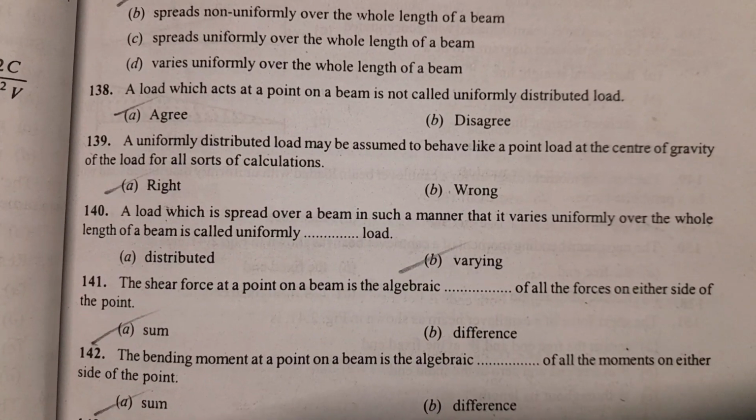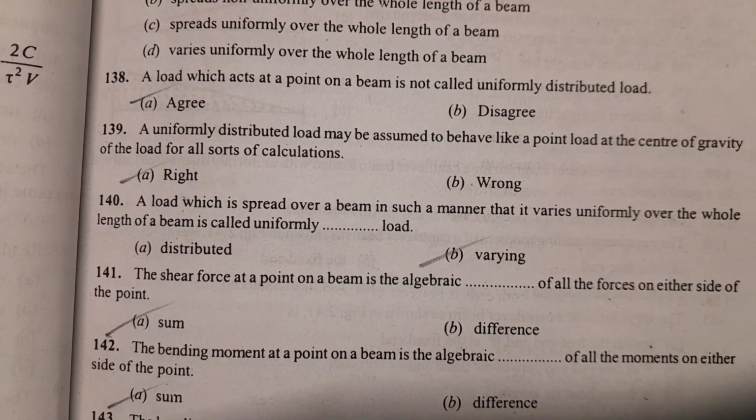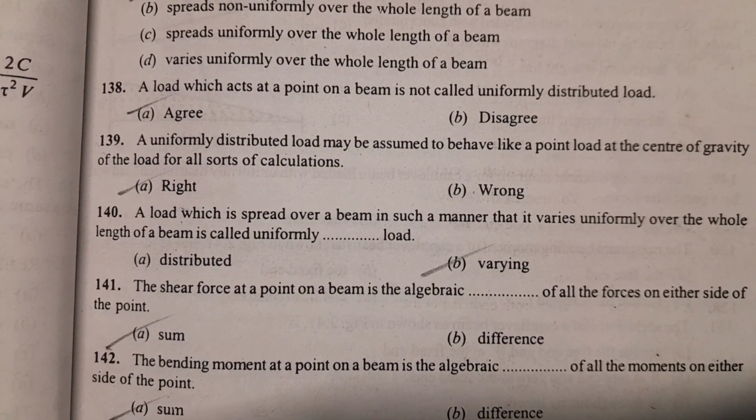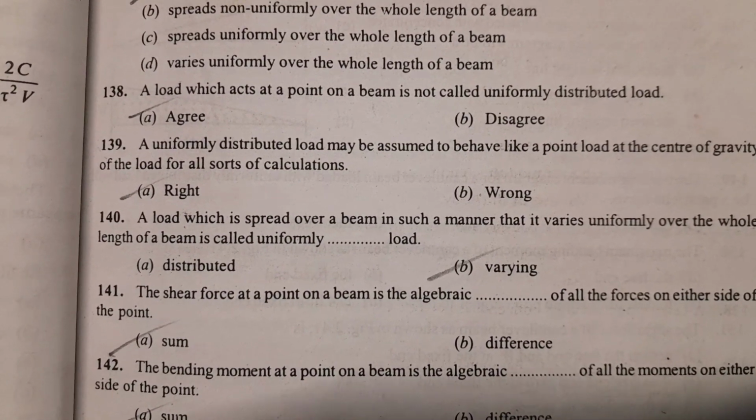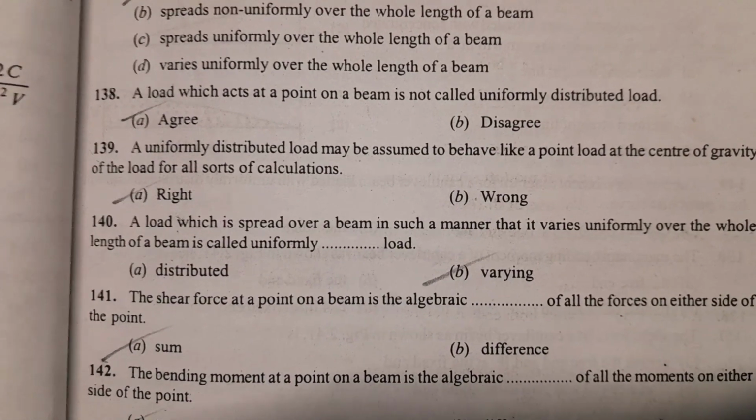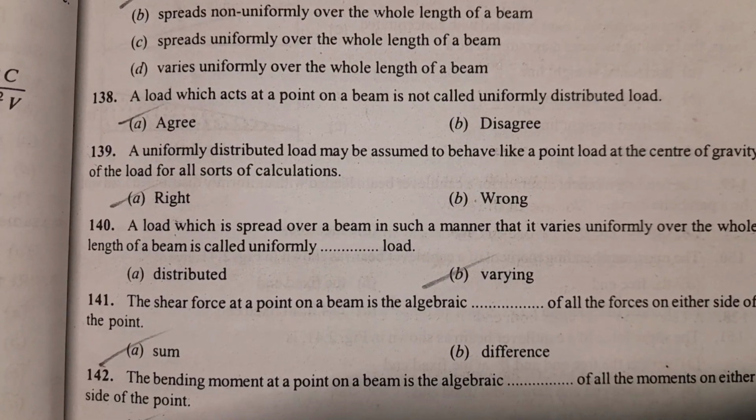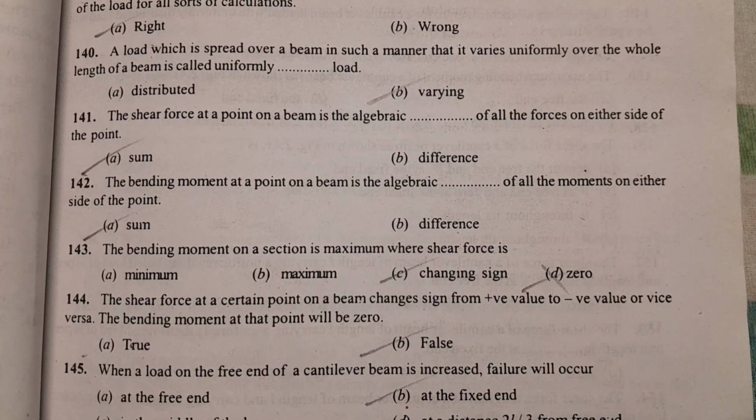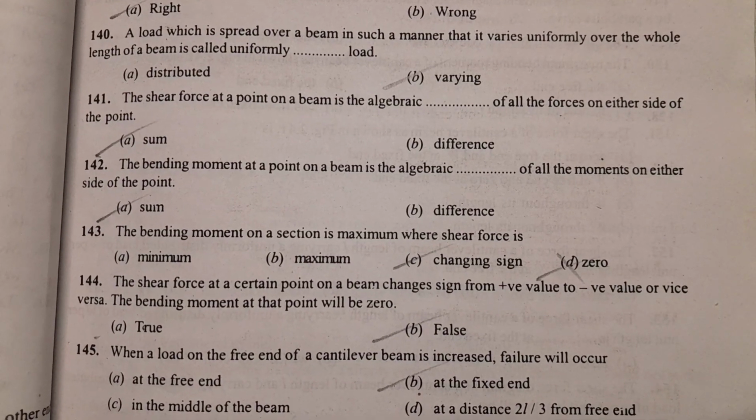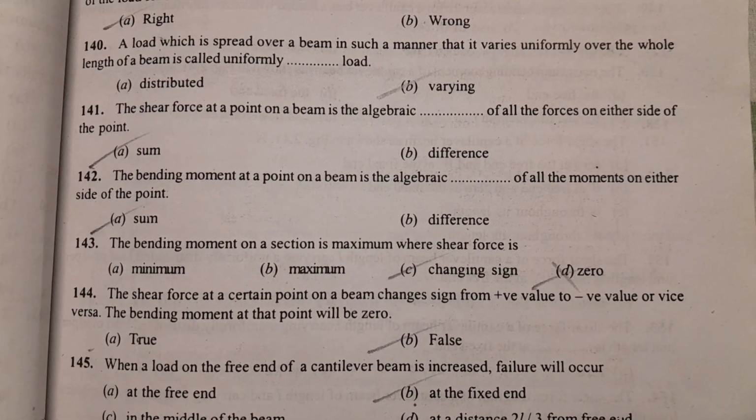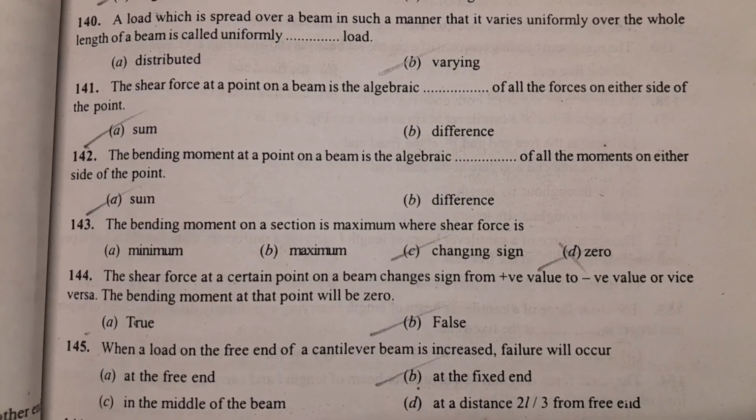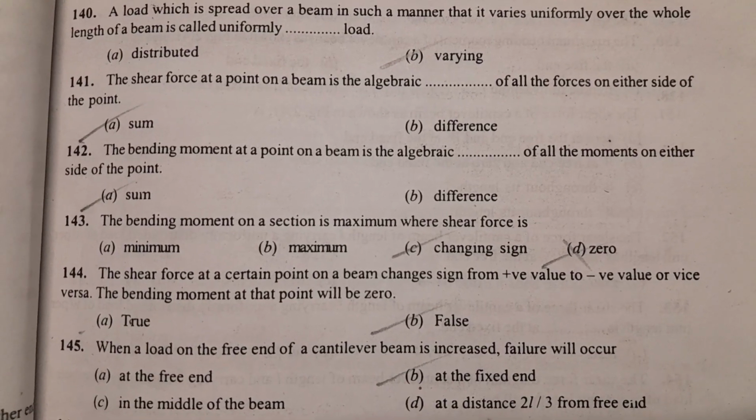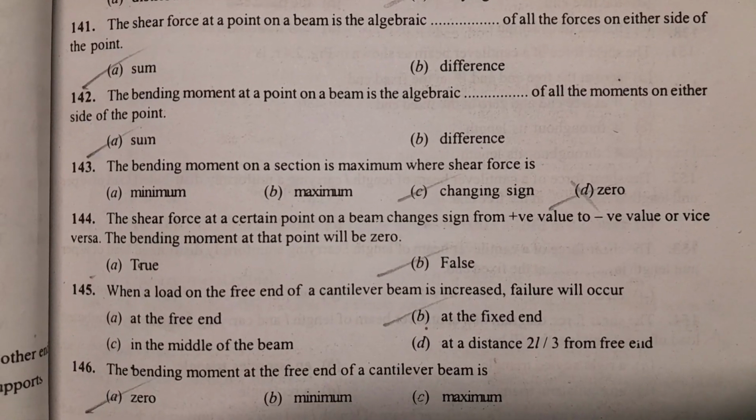Next question 141. The shear force at a point on a beam is the algebraic sum or difference of all the forces on either side of the point. Option A is the correct answer. The shear force at a point on a beam is the algebraic sum of all the forces on either side of the point. Next question 142. The bending moment at a point on a beam is the algebraic, option A is the correct answer, sum of all the moments on either side of the point. Next question 143. The bending moment on a section is maximum where shear force changes sign. Option C is the correct answer. Next question 144.